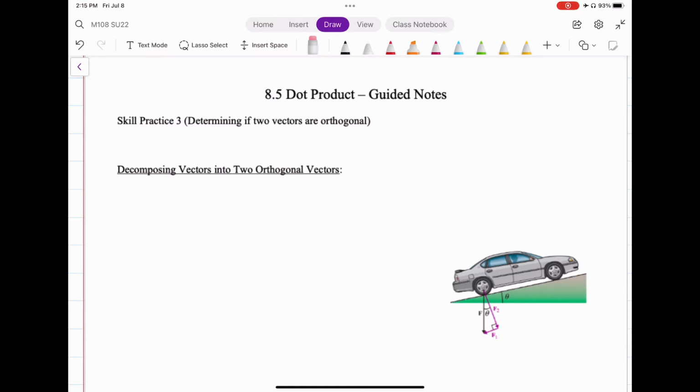When you sum force vector 1 and force vector 2, because they are tip to tail, that gives you the resultant force vector F.